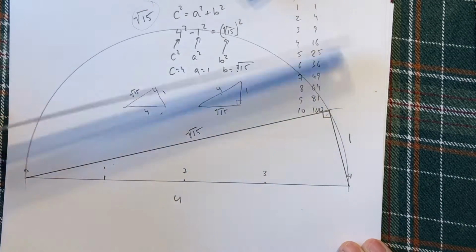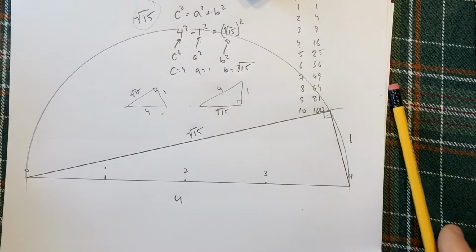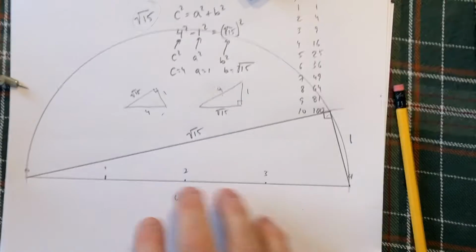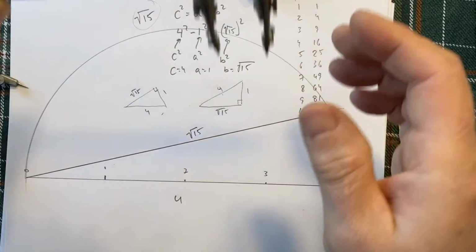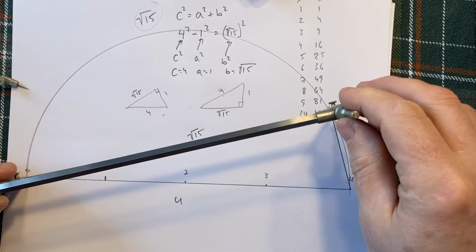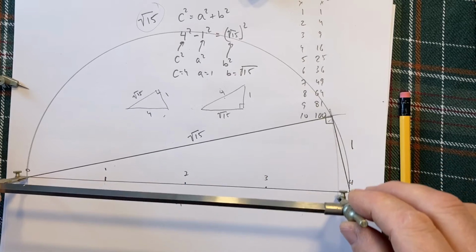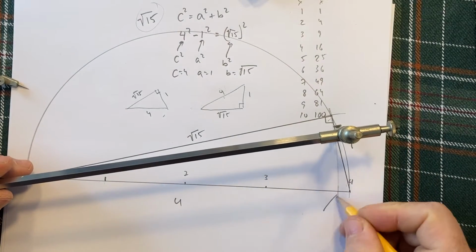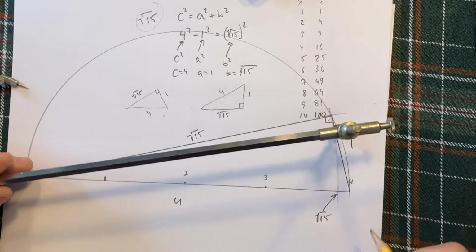Here's the problem. I made it really, really big, and I don't think my compass will allow me to do the next step. If you make it too big, you're going to have to redo it at a smaller scale. But I happen to have this huge compass, using the giant compass. This is my root 15. I just bring it down here. So here's my root 15 on the number line. Square root of 15 is right there on the number line.